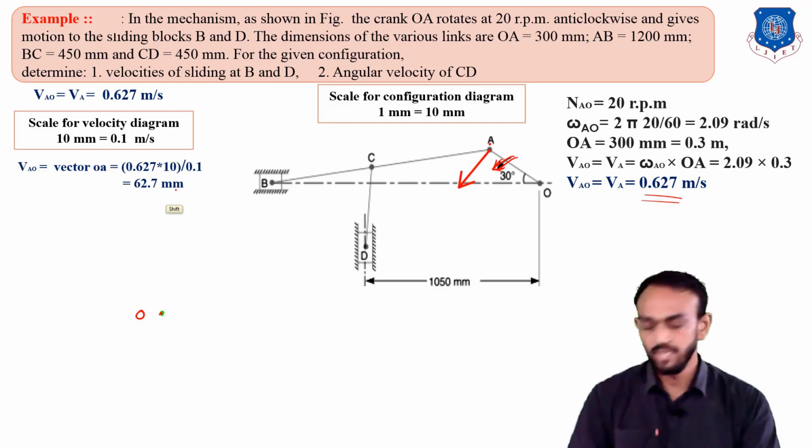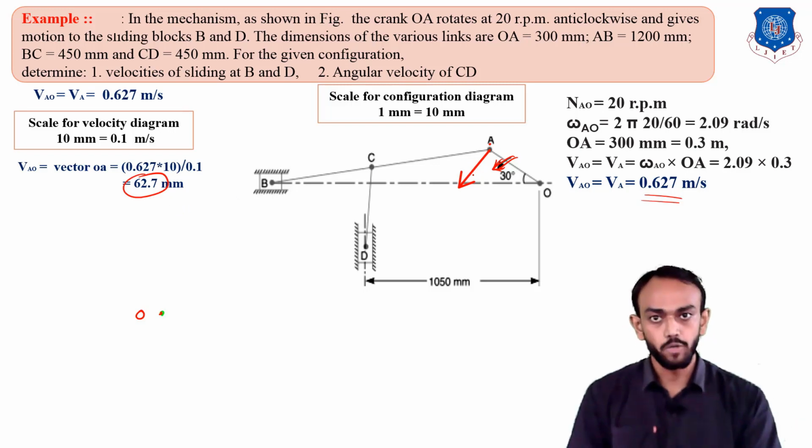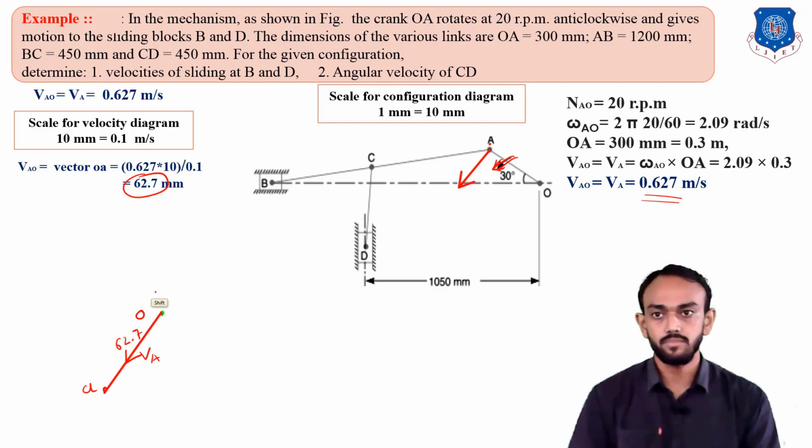Okay, and the length, you know the length, 62.7 mm in this perpendicular direction, using the set square from O. Okay, velocity of A with respect to O in this direction like this. And you will get this point, which is A, the velocity of A, and this distance is 62.7 for drawing. Okay, so now how will you draw the other points here?